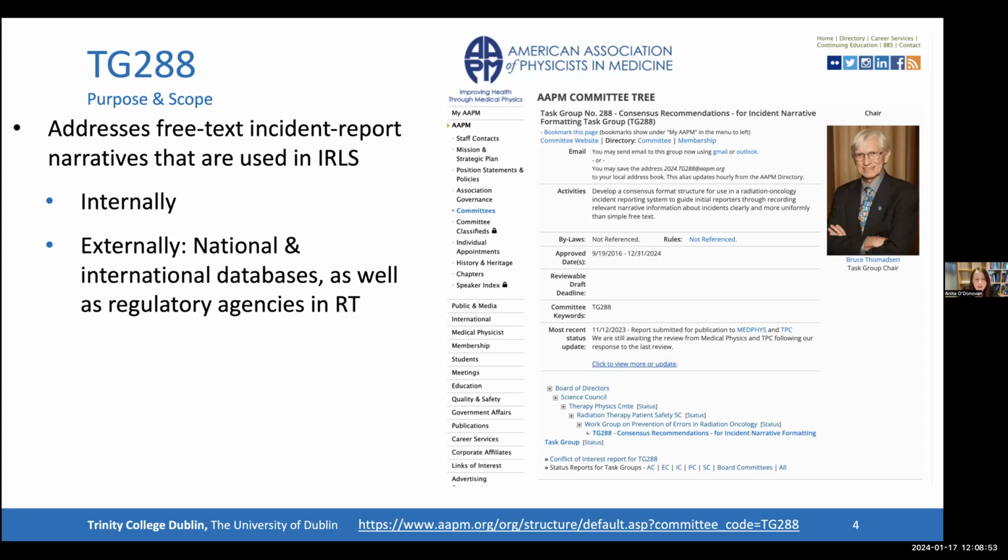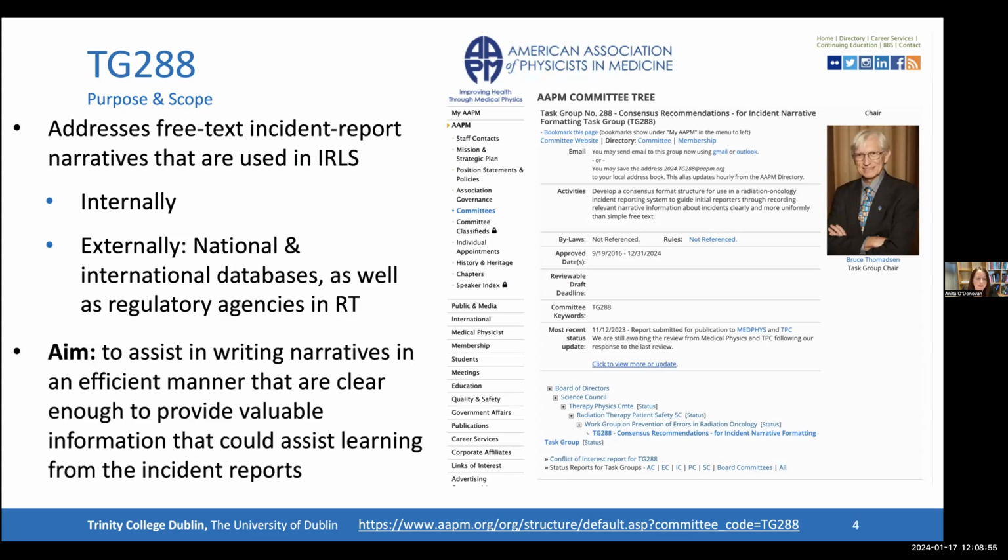The aim of the group was to assist in writing those narratives in an efficient manner to ensure that they have enough clarity to provide information that can assist learning. So the important thing is learning from incident reports, and the initial narrative being the first point in developing our overall understanding of an event. And it applies to both incidents and near misses, so any event that's reported as part of an incident reporting and learning system.